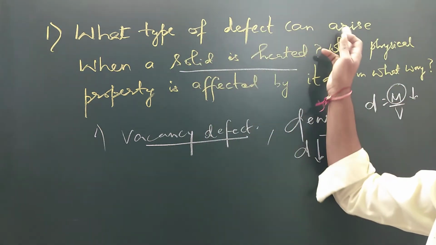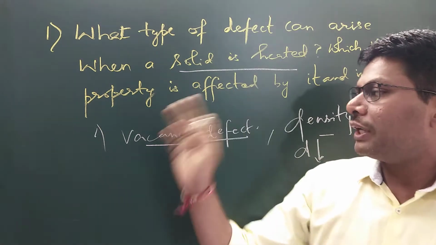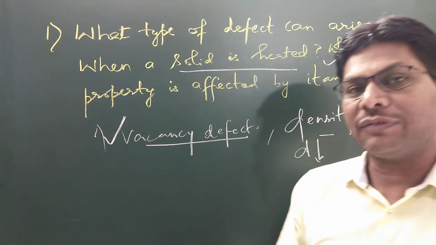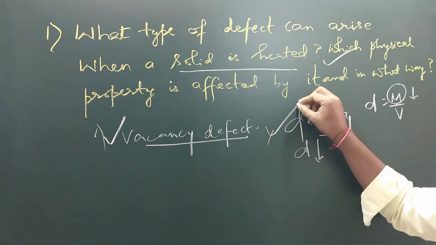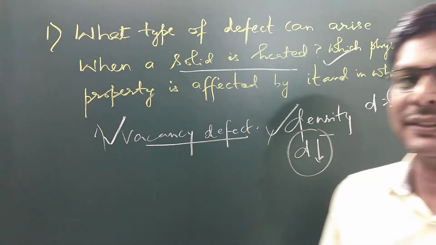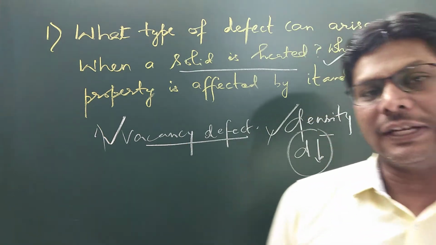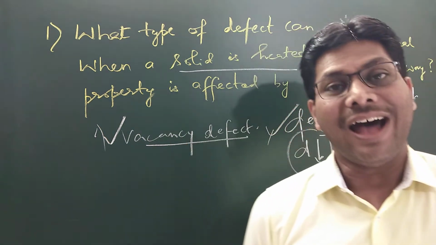So what type of defect can arise when a solid is heated? A vacancy defect is created. Which physical property is affected? Density. And how is it affected? It decreases. Generally the vacancy defects are also shown by ionic solids.